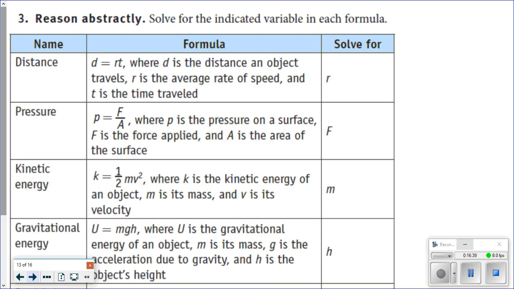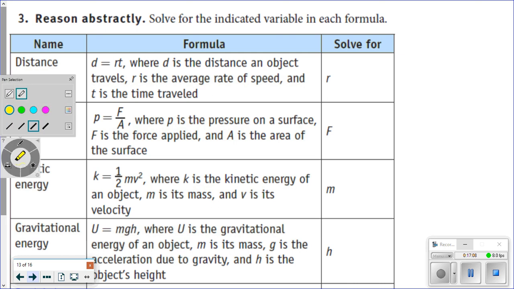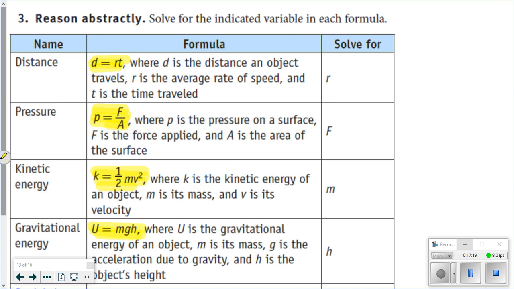Flip your page over to question 3. You are going to see a big table or a chart here. These are formulas that you might use in chemistry, or sometimes we use the distance formula in math class as well. So the first column is just telling you the name. The middle column gives us the formula, but then it also tells us after that what D stands for, R stands for, and T stands for. So what I want you to do is just focus on these formulas right here.